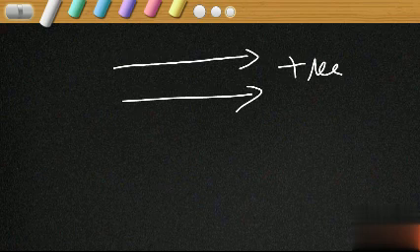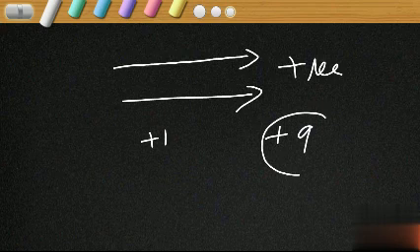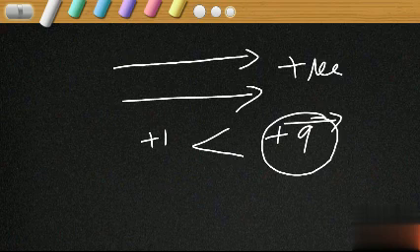And finally, the very important rule is what? Don't write, just listen. The very important rule for comparing numbers: as the magnitude increases, the value of a positive integer increases, isn't it? That means we have plus 1 and plus 9. 9 is the number with a greater magnitude, so the value of 9 is greater than the value of 1. That means 9 is greater than 1. We have discussed, very important.